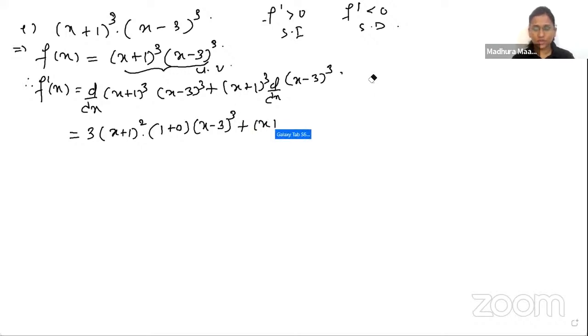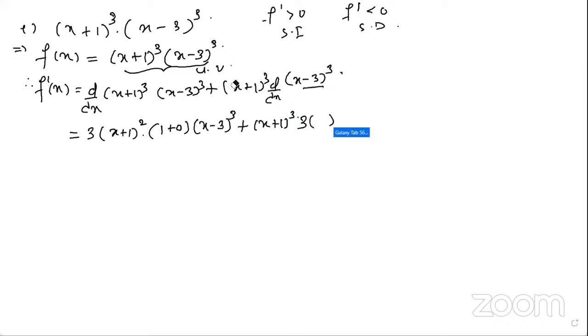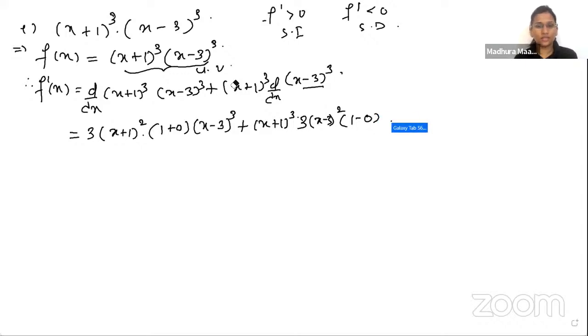Okay. Now, x plus 1 whole cube as it is. Again, treat it as x cube. What is the derivative of x cube again? 3x square. 3 into x square. Okay. But in place of x we have x minus 3. So we have to take its derivative, which is 1 minus 0.